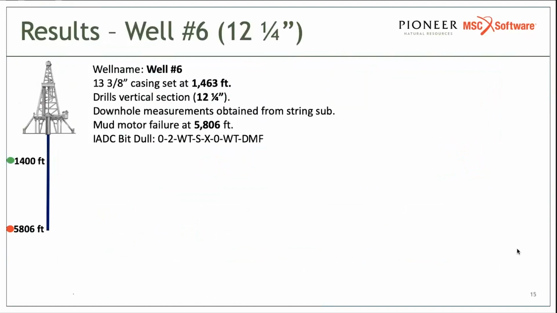Here are the results from a different well. In this case, we are drilling the vertical section with a 12.25 bit. We have a 13 3/8 casing set at 1463 feet. And again, we have both the surface and downhole measurements available, so we can compare our model results with real-time measurements. Mud motor failure happened at 5,800 feet.